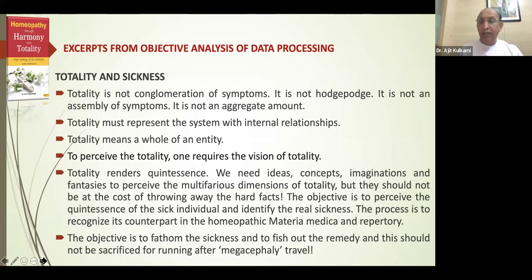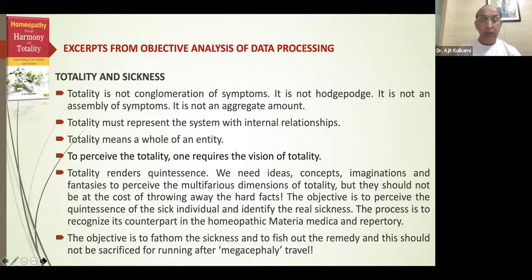There is a space scientist who is looking at the space through the telescope. And the scientist gives me the telescope and tells me, define the space. It is difficult for me because I have no this vision. I don't possess the vision. So the whole concept in homeopathy, as far as the totality is concerned, is to perceive the totality. What exactly is totality? What exactly is sickness?